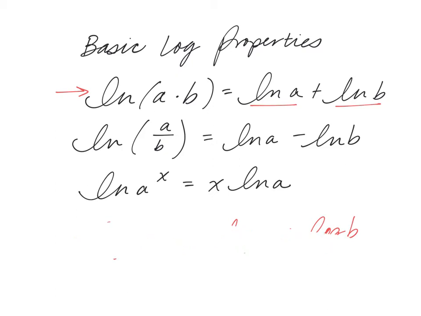Now in the second one, I've got the natural log of A divided by B. Now using our log properties, we can rewrite that as the natural log of A minus the natural log of B. So in summary, if you're taking the natural log of a quotient, we can separate that as the natural log of the numerator minus the natural log of the denominator.